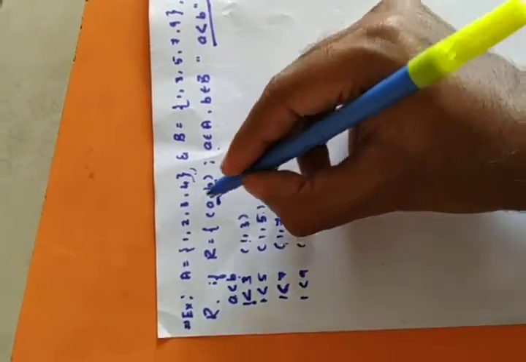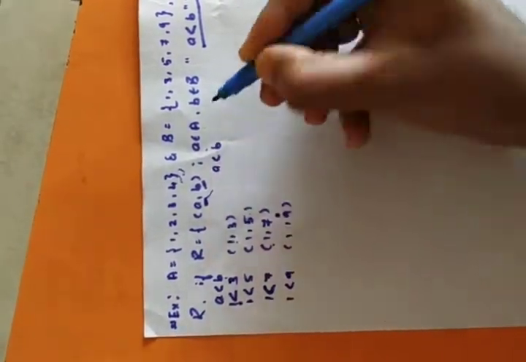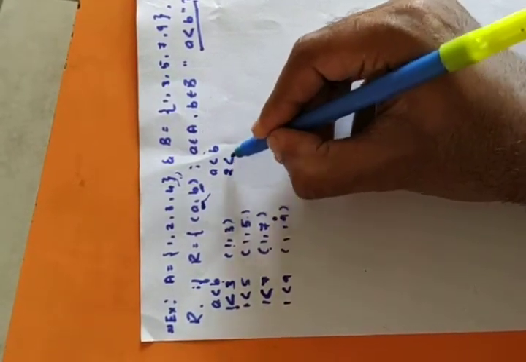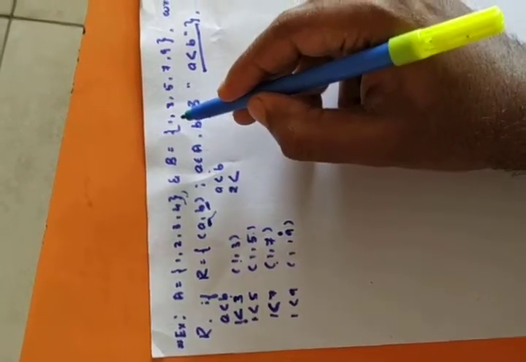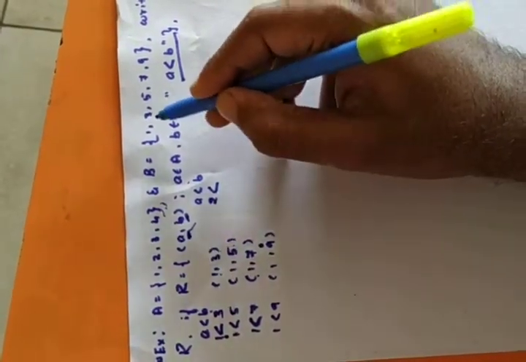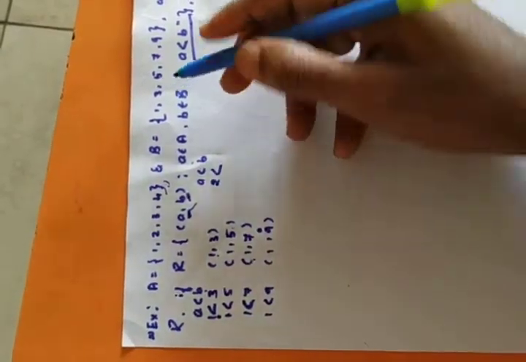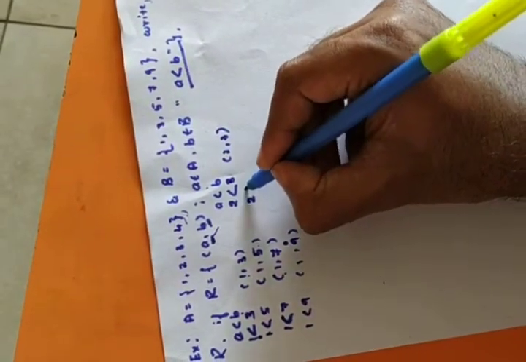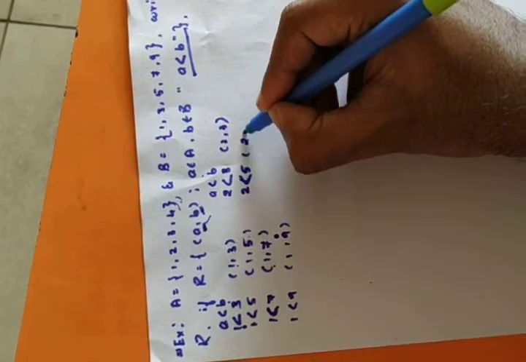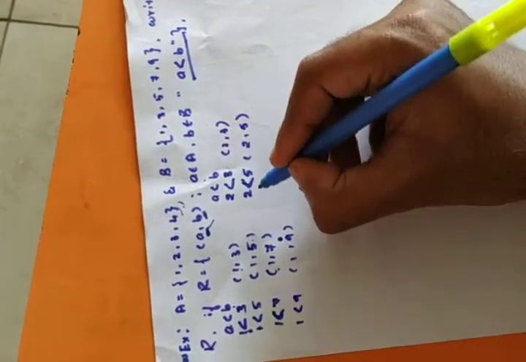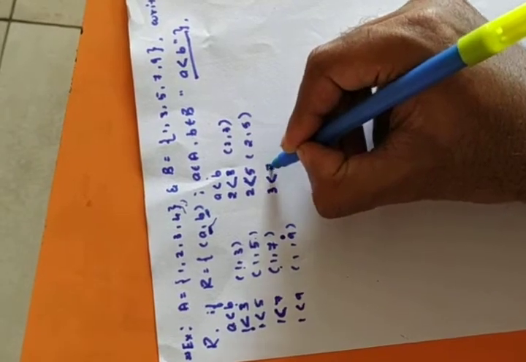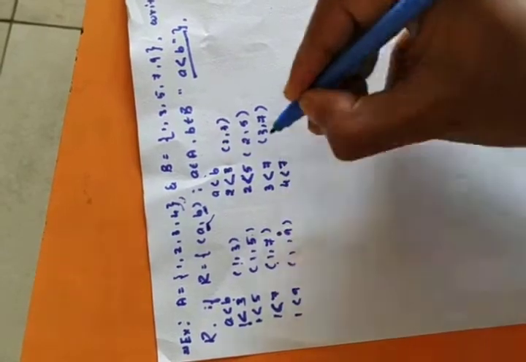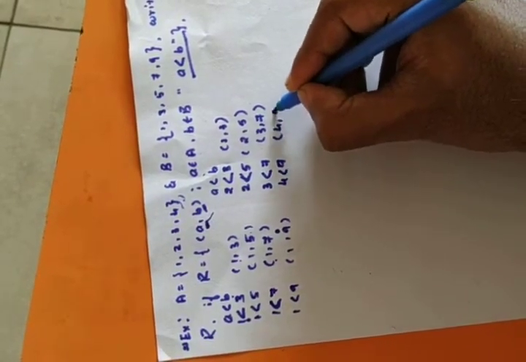When I choose the second element, because we are comparing with A lesser than B, I take A as 2 now. 2 is compared with each and every element of set B. 2 lesser than 1? No. 2 lesser than 3? Yes, I can write this as (2, 3). Next, 2 lesser than 5? Yes, the ordered pair (2, 5). Then 3 lesser than 7? Yes, I can write (3, 7). Next, 4 lesser than 9, so I can write (4, 9).